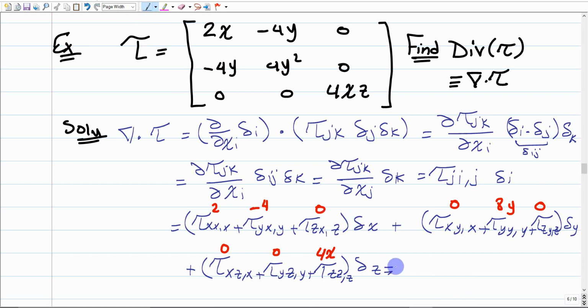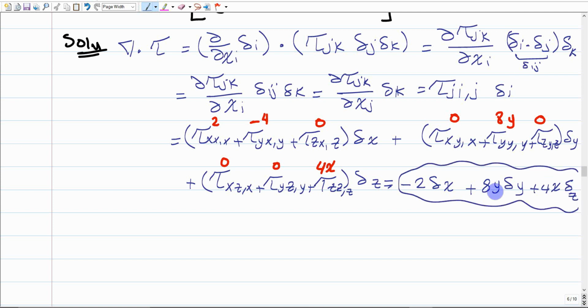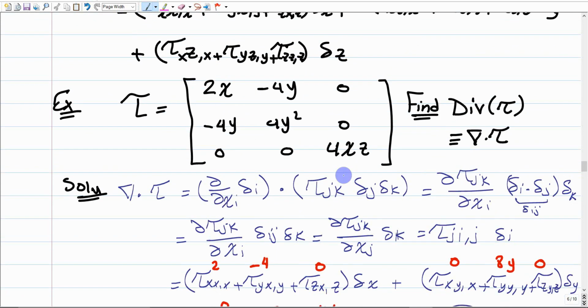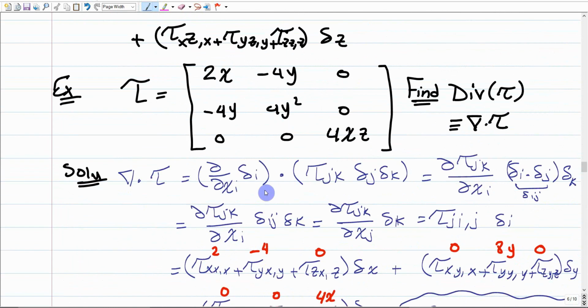So at the end, the first term will be 2 minus 4, which gives negative 2 delta x, and the second term plus 8y delta y, and the third term plus 4x delta z. So this is the divergence of this tensor, which gives us this vector. Make sense? So this is for the divergence of the tensor.